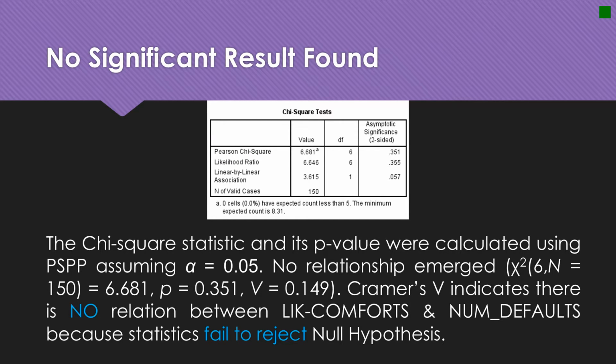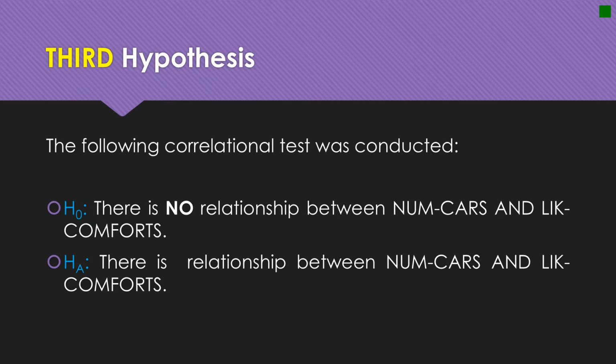So again, the sample is 150 and the alpha value is 0.05, but unfortunately the p value is 0.0351, which is again more than alpha. So we fail to reject the null hypothesis, and there is no relation between leak comfort and num defaults. Moving on to the third hypothesis.